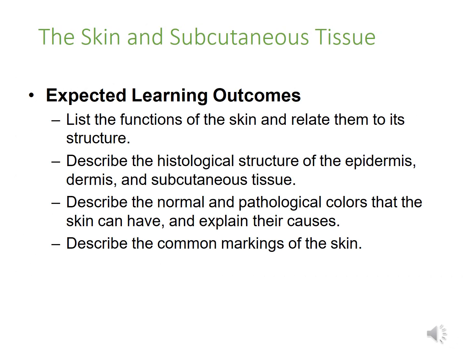The skin and subcutaneous tissue. Expected learning outcomes: List the functions of the skin and relate them to its structure. Describe the histological structure of the epidermis, dermis, and subcutaneous tissue. Describe the normal and pathological colors that the skin can have and explain their causes. Describe the common markings of the skin.